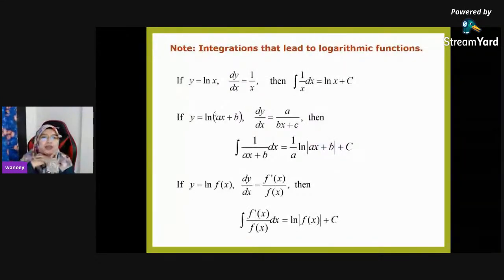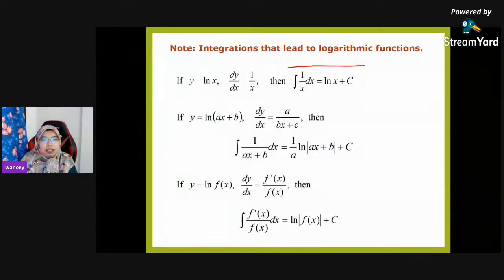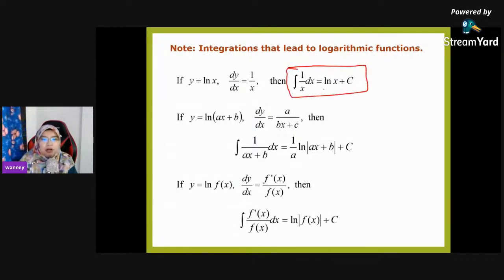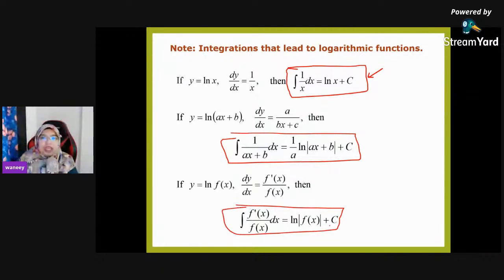Okay, so now those are a few integration that can lead to logarithmic function. So if we integrate 1 over x dx, it will become ln of x plus c. So in your list of the basic rule of integration, don't forget to write down this one as well. So integrating 1 over x dx, it will become ln x plus c. Integrating 1 over ax plus b, it will become 1 over a ln of ax plus b plus c. Integrating f prime of x over fx dx, it will become ln of fx plus c.